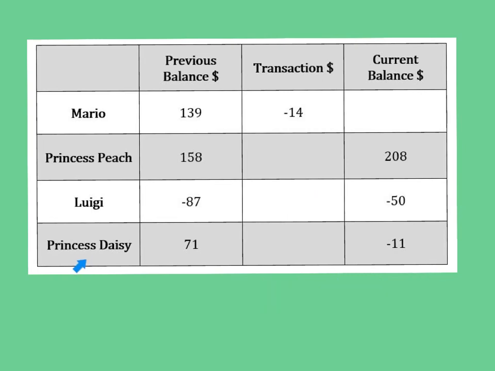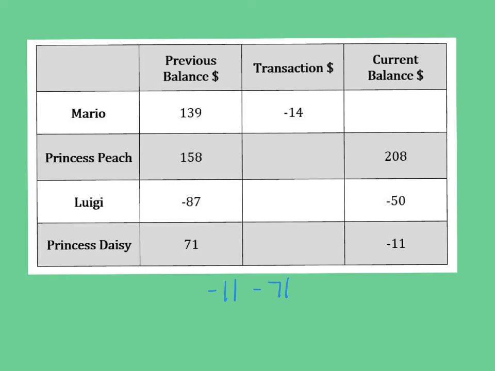Our last entry is Princess Daisy. She had $71. We do not know if she spent or added, and she ended up with a negative 11. So obviously she spent some money. So we're going to take the current balance, which is negative 11. We're going to subtract what the previous balance was.